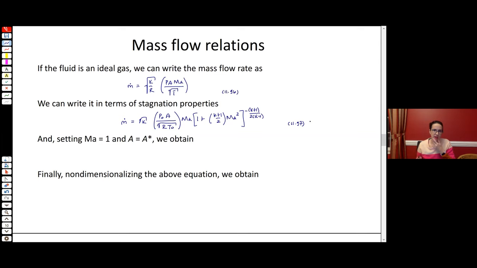And this is 11.97 in the textbook. And then finally, setting the Mach number equal to 1 and A equal to A star, we get the following version of the mass flow rate. And this is equation 11.98 in your textbook. Okay, finally, if we take that equation we just wrote down, 11.98, and we non-dimensionalize it to get the non-dimensional mass flow rate, we get the following.